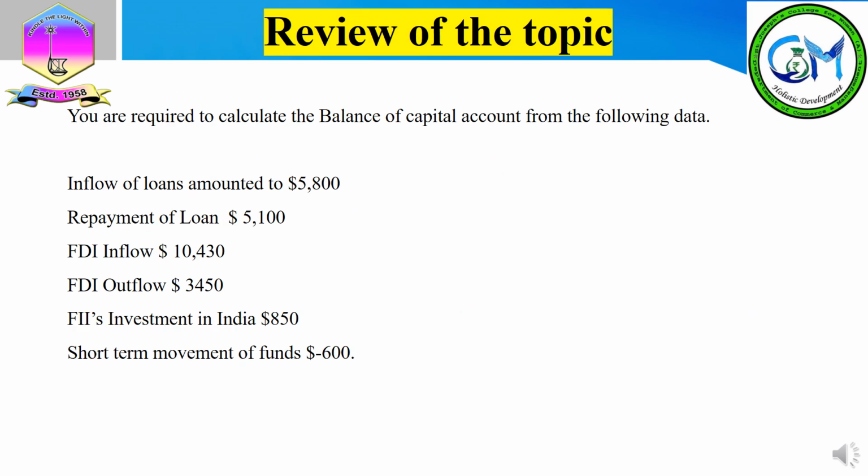One review question is given: capital account, inflow loans amounted and outflow loans amounted. Loan means, in order to get the net loan, you have to subtract the repayment of the loan from the inflow of the loans. And then FDI also, inflow and outflow are there; subtract the outflow from the inflow, then you will get the remaining balance. And here the movement of short term funds is also given, so you have to write minus 600. Then after adding all these things, you will get the balance of the capital account.